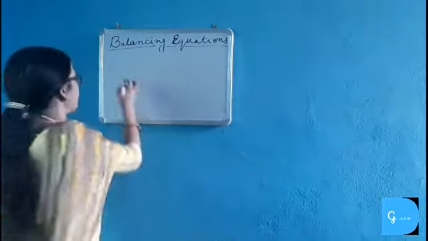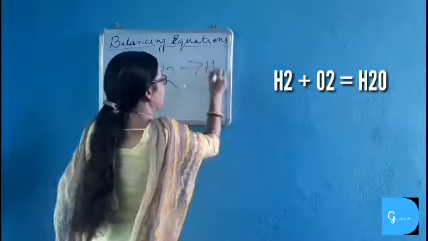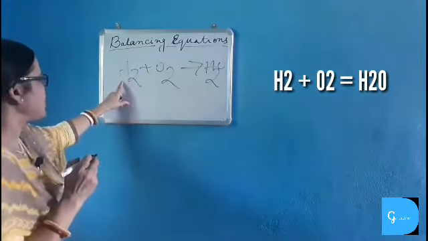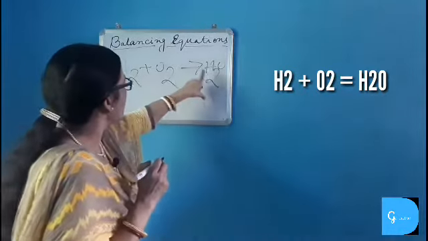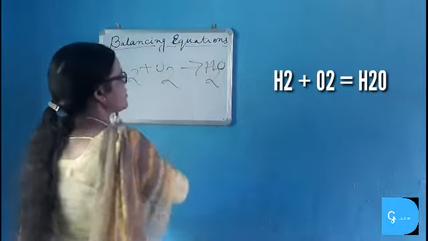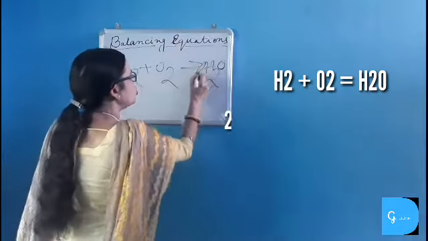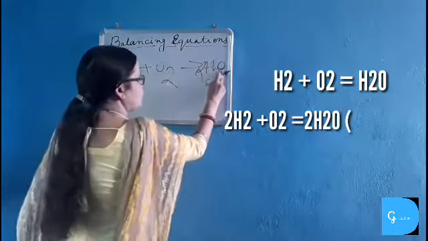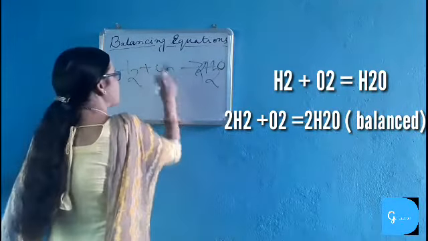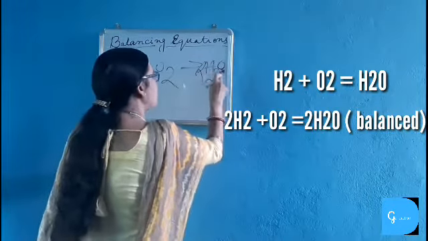So let us take an example. When hydrogen reacts with oxygen, it gives water. Here two hydrogen atoms react with two oxygen atoms to give one molecule of hydrogen oxide, that means water. So here there is only one oxygen atom on the product side, but on the reactant side there are two oxygen atoms. So we have to put 2 here. Now there are 2 oxygen atoms, and on the reactant side there are also 2 oxygen atoms. So oxygen is balanced. Reactant side 2 atoms, product side also 2 oxygen atoms.